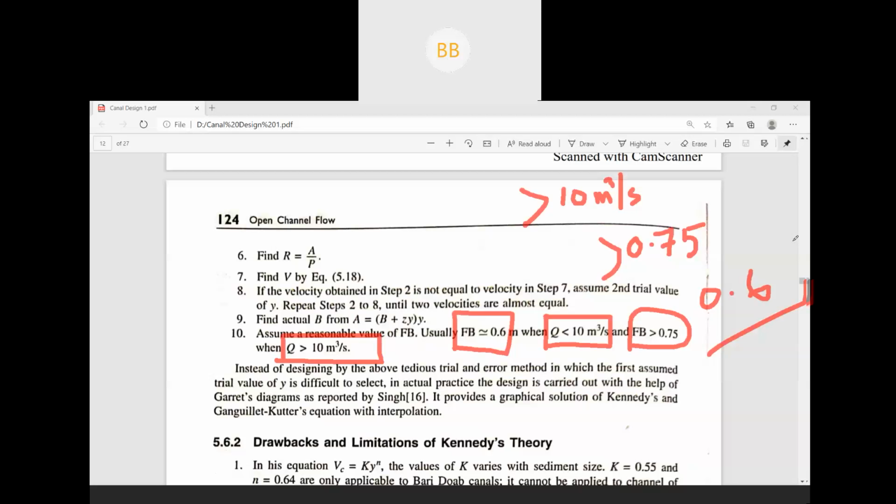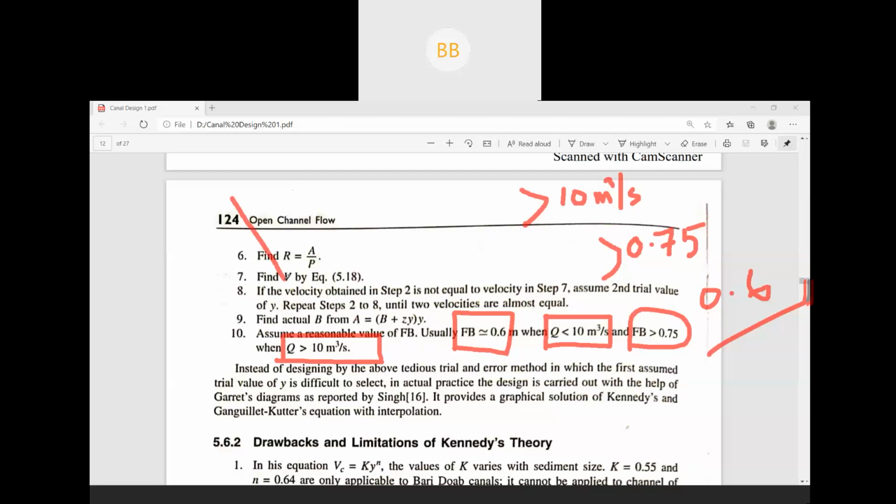Okay, once both the velocities are the same, then you have to find out the area for that particular depth of flow which you have considered appropriate. For that particular depth, you have to calculate the area and width of the channel, because when you are going to design a channel, these are the parameters you need.